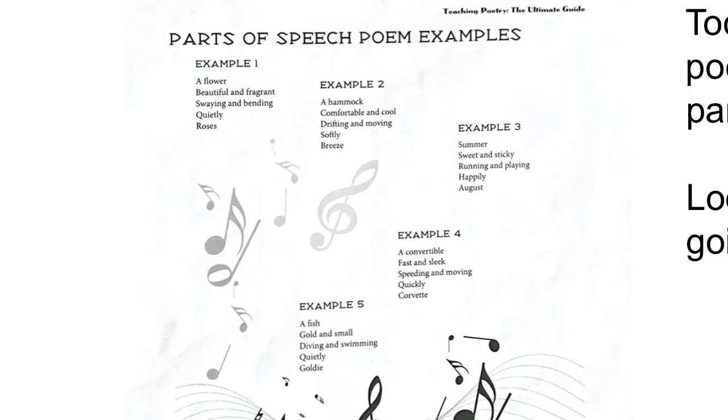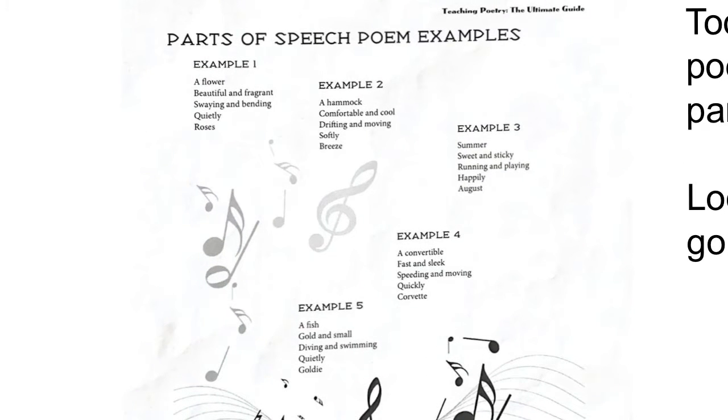Look at example number 1. A flower, beautiful and fragrant, swaying and bending, quietly roses. Example 2. A hammock, comfortable and cool, drifting and moving, softly, breeze.